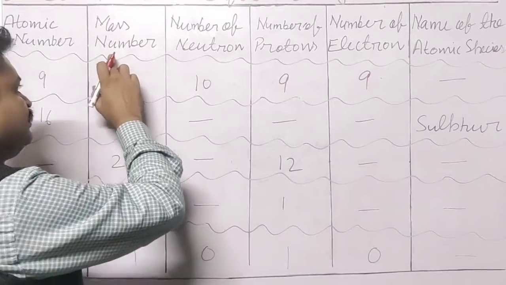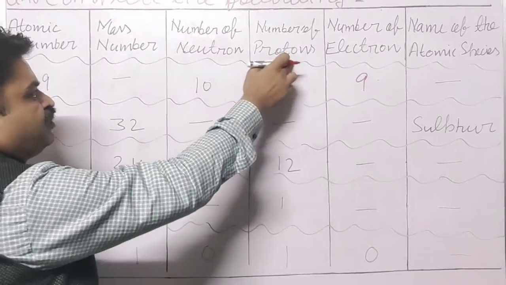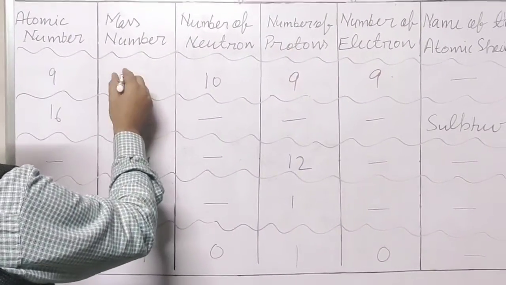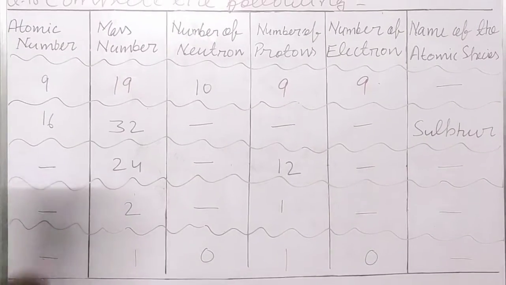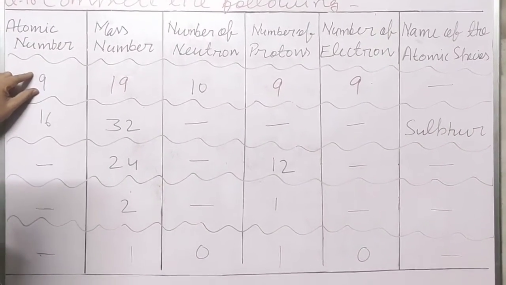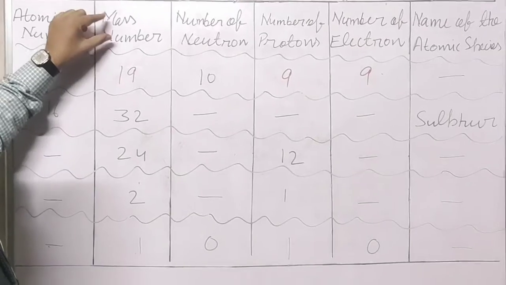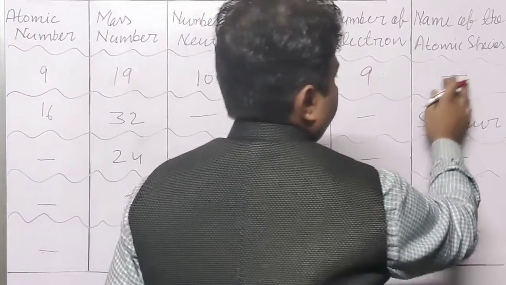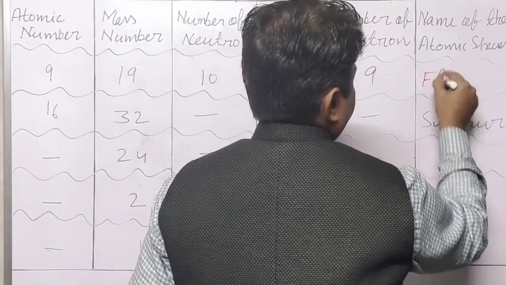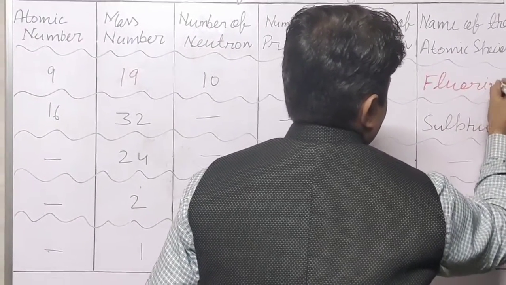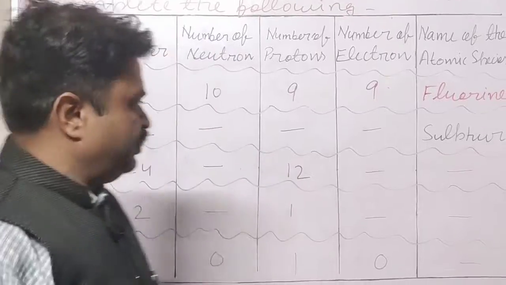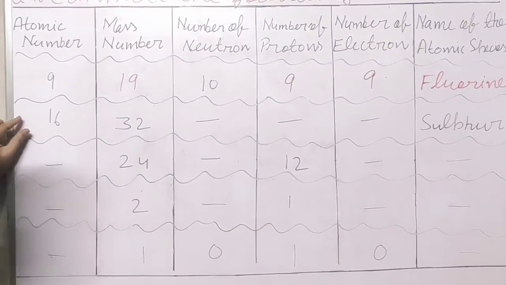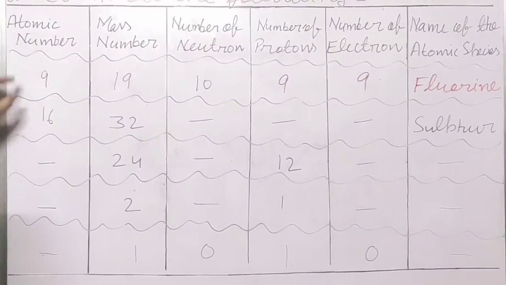And what is the mass number, student? It is the sum of protons and neutrons. And what is it? It is 19. And this atomic species with atomic number 9 and mass number 19 is known as fluorine. So we write here fluorine.